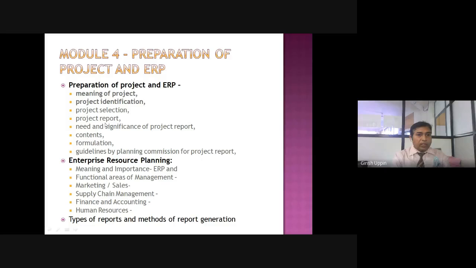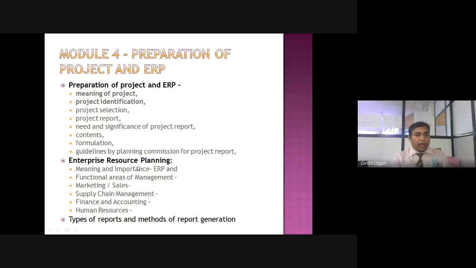So we are going to see here the need and significance of the project report. Whatever I said so far: what is the requirement for a project report, what is the significance, and what are the contents. And there are some government agencies, like the Planning Commission, that provide guidelines on what the report should be. Formulation and guidelines by the Planning Commission for a project report, what should be included in that particular project. The guidelines are there, and we can follow them. And some of the banks require you to follow the Planning Commission guidelines when you are making a report.